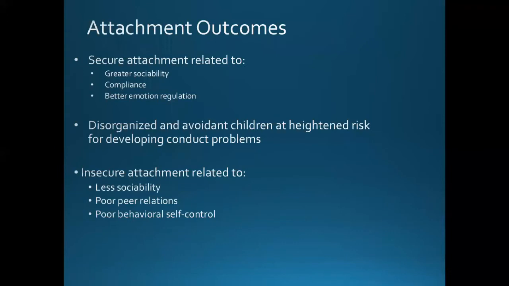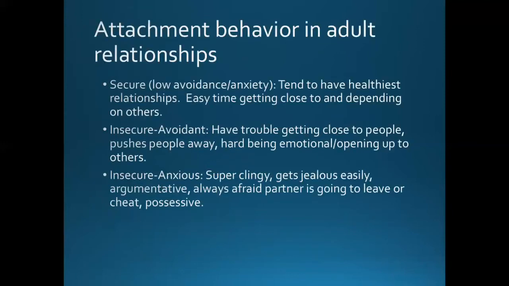So people that have secure attachment with their parent typically are more social, compliant, and better at regulating their emotion. And then those that have insecure attachment typically have greater conduct problems. They might be less social. They might have poor self-control, things like that. These are implications that can also go into adult relationships.